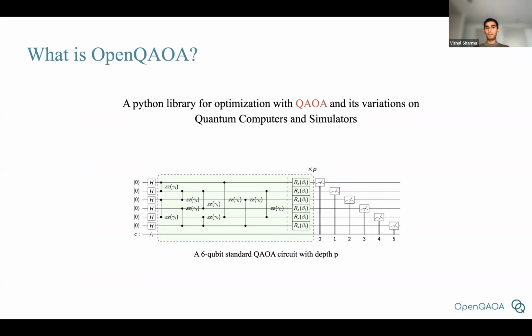I'd like you to remember this picture as we go forward, so that once we start talking about the features of OpenQAOA, you can quickly relate to what exactly I'm talking about. The main points I'd like you to remember are that these gates are variational, so they have parameters associated with them that you can tune. And the most common parameters are called gammas and betas.